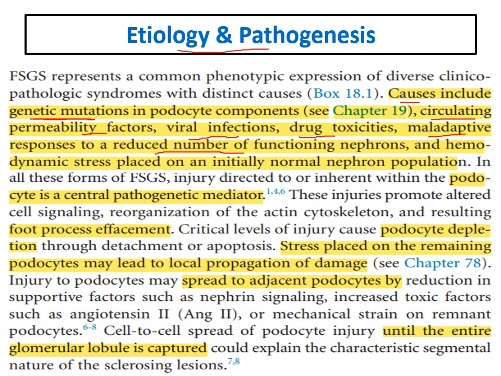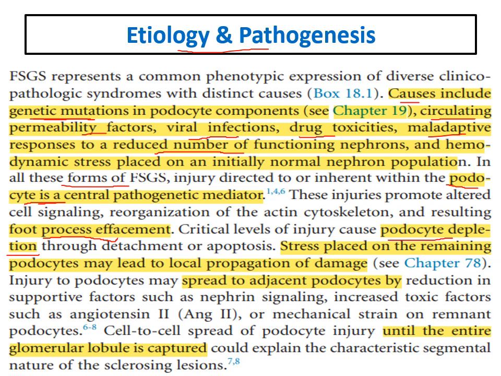What is universal in all forms of FSGS? That there is podocyte affection and podocyte injury. This is a central pathogenetic mediator. Podocyte injury is a must in focal segmental glomerulosclerosis. It will lead to foot process effacement, and this will lead to podocyte depletion.